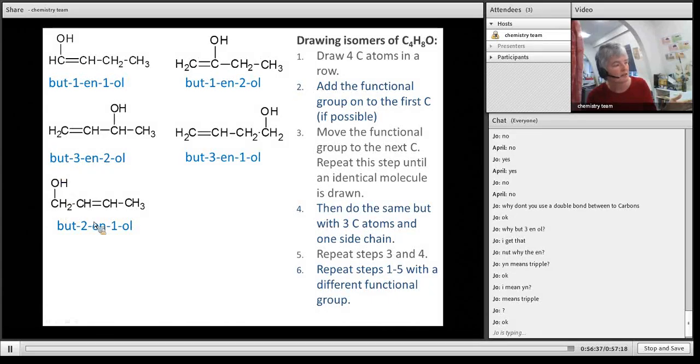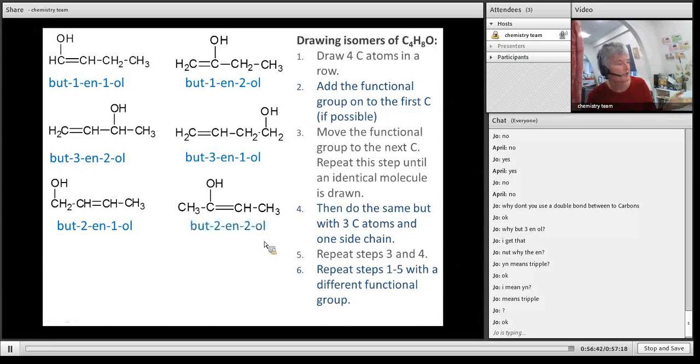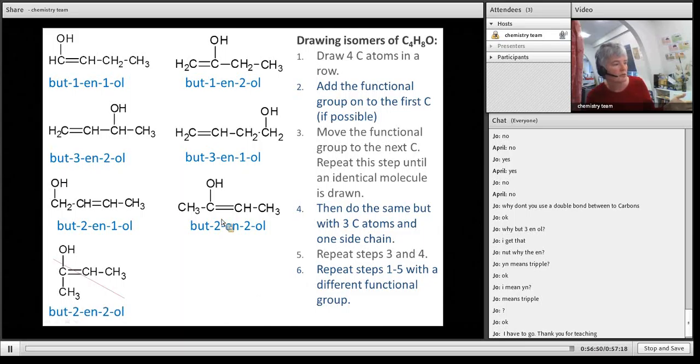And now I can move my oxygen's OH along. So here I'm just showing all the different variations you can draw, and that one is the same as that. All I've done is twisted this to go down.